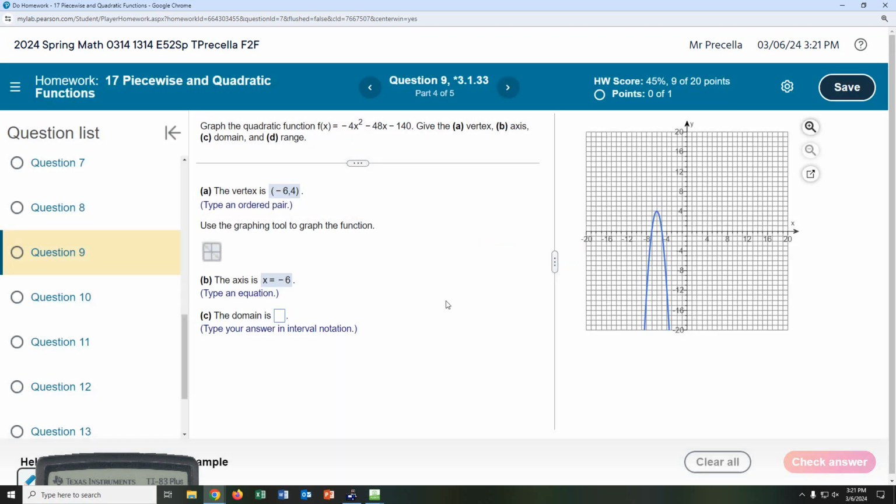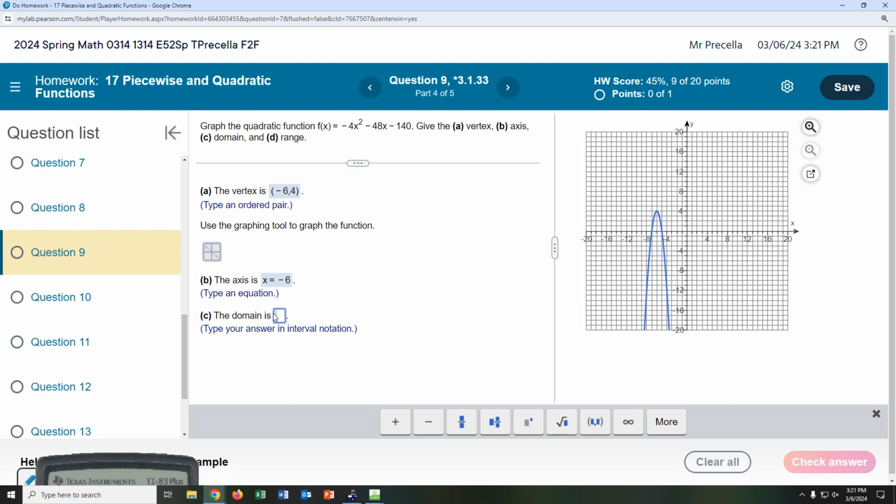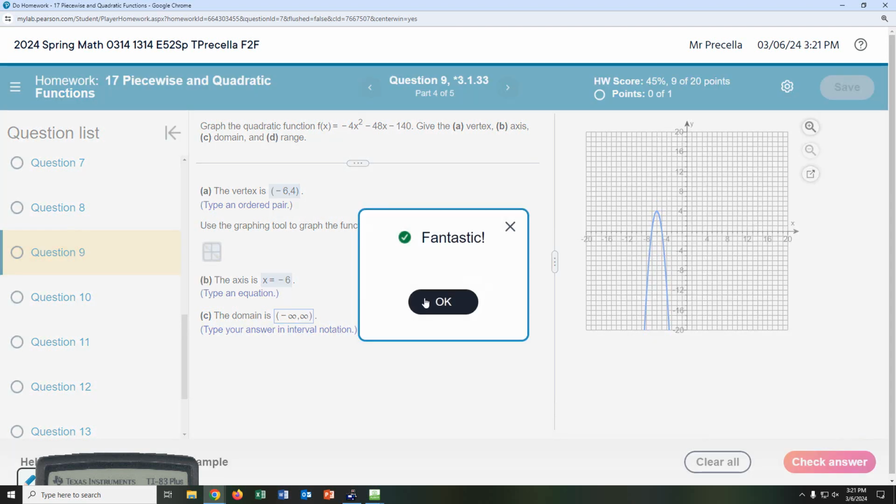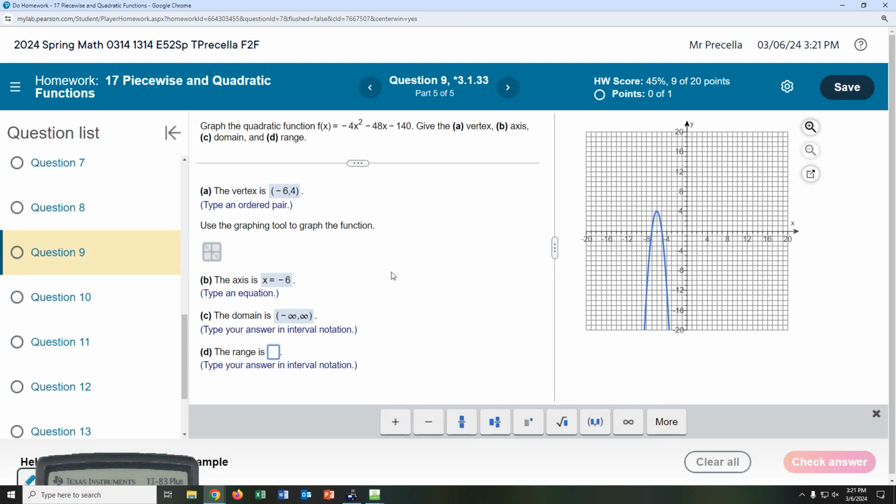The domain, we know the domain without even looking at the graph. It's a quadratic function, no fractions, no radicals. See, that's why I wanted them just to have a button that said parentheses, negative infinity, comma, infinity, close parentheses. Then you wouldn't have made that mistake. Parentheses, negative infinity, comma, 4. And we're using a bracket because 4 is used as the y-coordinate. There it is.